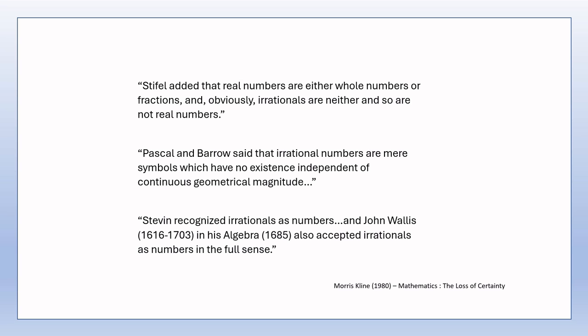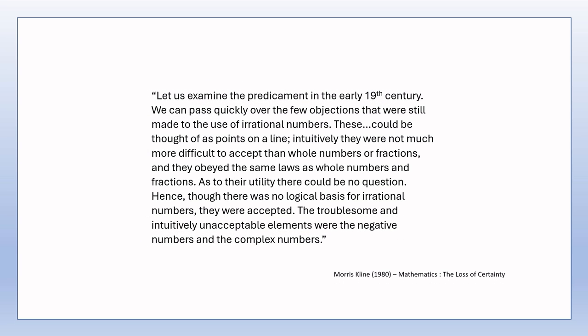Let us examine the predicament in the early 19th century. We can pass quickly over the few objections that were still made to the use of irrational numbers. These could be thought of as points on a line. Intuitively, they were not much more difficult to accept than whole numbers or fractions, and they obeyed the same laws as whole numbers and fractions. As to their utility, there could be no question. Hence, though there was no logical basis for irrational numbers, they were accepted. The troublesome and intuitively unacceptable elements were the negative numbers and the complex numbers.